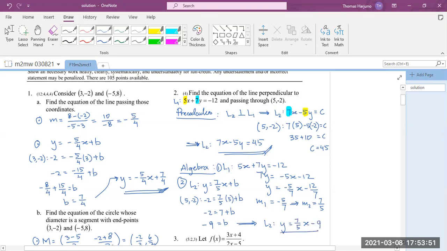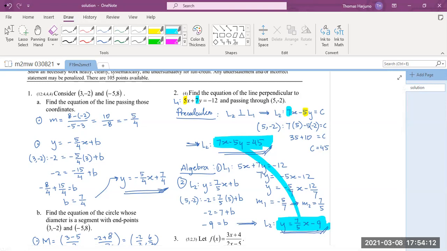But Thomas, why does this look different from the answer you got earlier? They look different because they are in different forms. This one is in standard form, this one is in slope-intercept form. But if you massage the last equation that we got and make it into standard form, you should get the same result. Okay, that's for number 2.